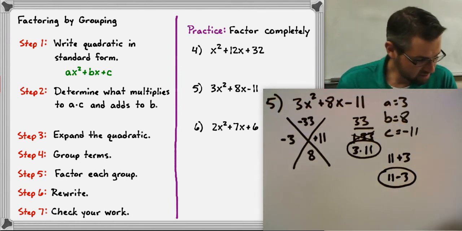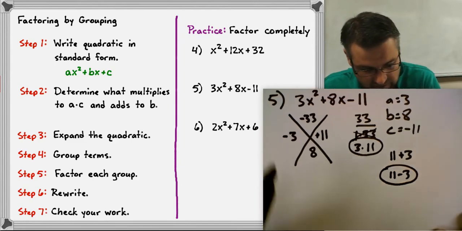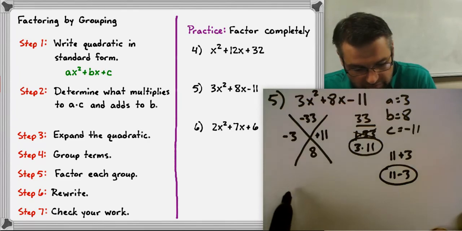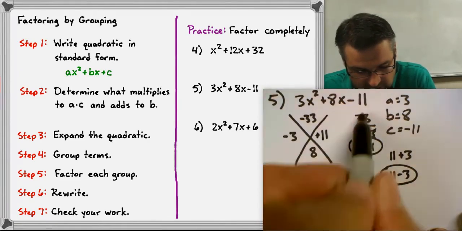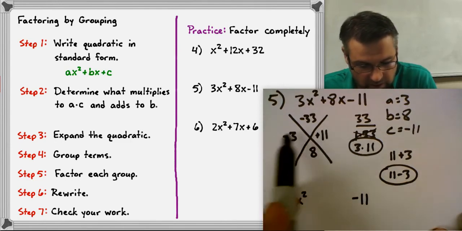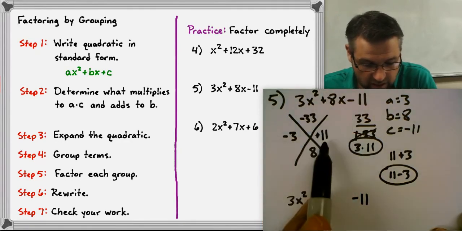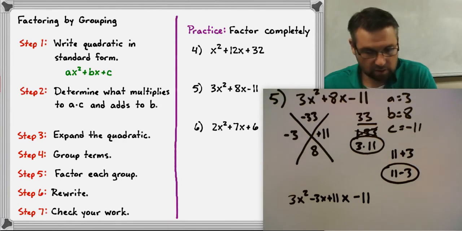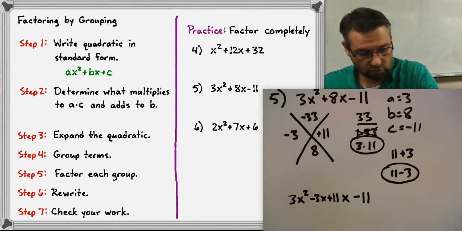Now we'll move on to step 3, which is to expand. So we're going to rewrite our original trinomial. The first term is going to stay the same. It'll say 3x squared. Our last term will stay the same, so it'll say minus 11. And then we're going to replace the 8x with these values. So instead of 8x, we're going to put negative 3x and 11x. Okay? And then we're going to go ahead and group.